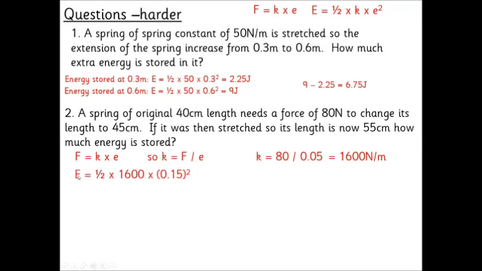Now we can use the formula that the energy stored is half the spring constant just calculated times the extension squared. If it was then stretched so its length is now 55, going from 40 to 55, it's now 15 centimeters, and 15 centimeters in meters is 0.15. So I've got an extension here of 0.15, and I can put that all in my calculator and I get a final answer of 18 joules. So the questions might test to see if you can work out the spring constant and then use it in a calculation.